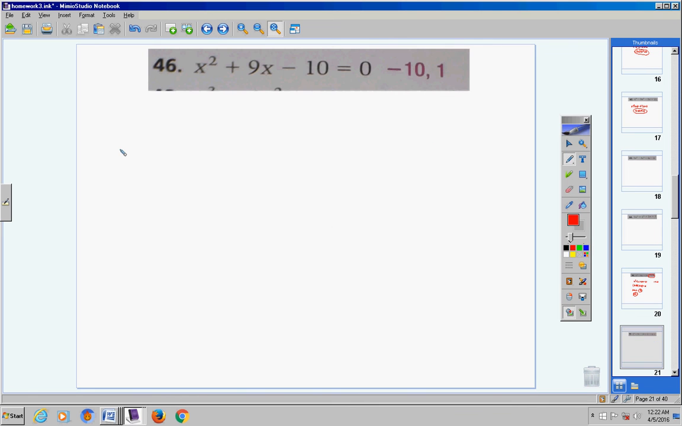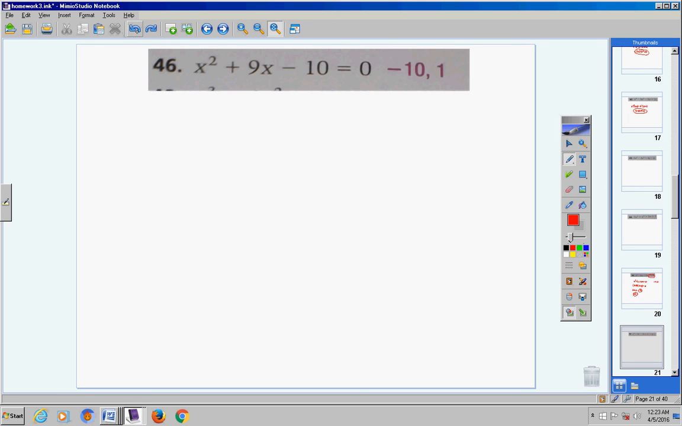Alright, number 46, same thing. Now, we're going to solve this polynomial function, this quadratic function. First of all, notice I already have one side equal to 0, so that's good. Next, now I want to try to factor. Well, I have a trinomial with a lead coefficient of 1. Those are pretty easy. Make sure your exponent here is twice as big as this one here, and it is.